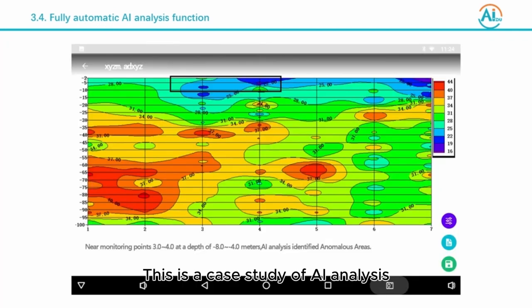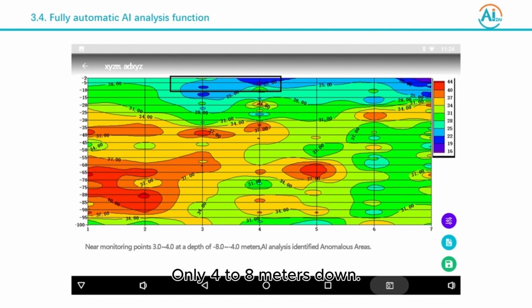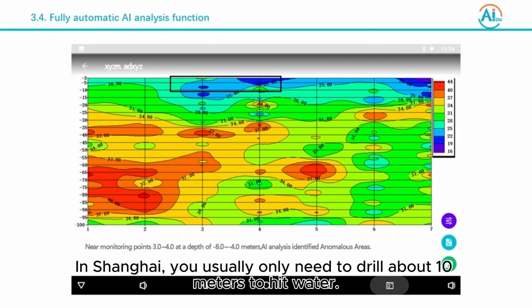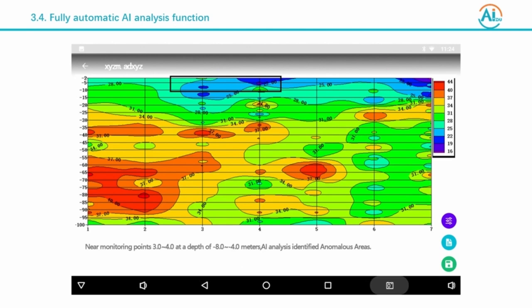This is a case study of AI analysis. This water source is pretty close to the surface, only 4 to 8 meters down. This data is from tests done in Shanghai. In Shanghai, you usually only need to drill about 10 meters to hit water. So, the AI's prediction is pretty spot on here.